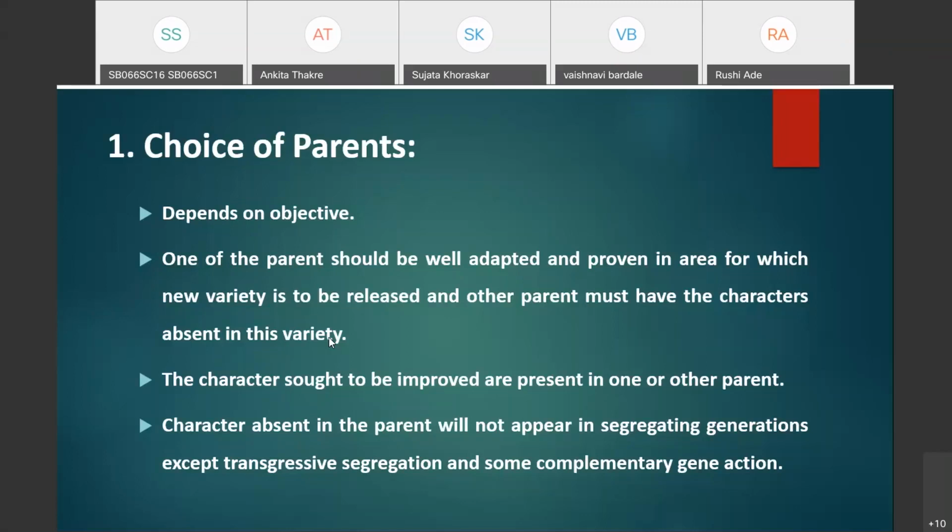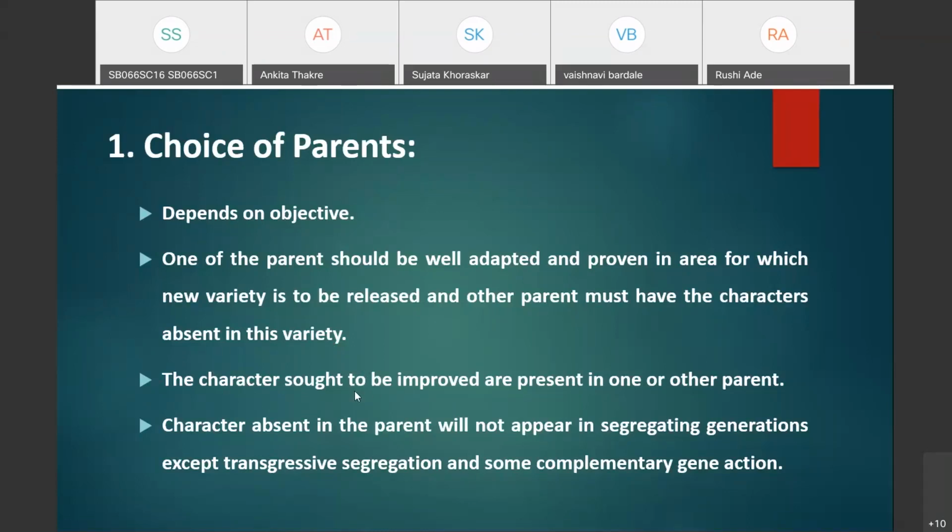Characters which are absent in the parent will not appear in segregating generations except transgressive segregation and some complementary gene action. Okay, therefore it is considered as the most basic step, and the success and the failure of the hybridization program is completely depending upon the choice or the selection of the parent. Okay, that means here you can see the character which is sought to be improved.